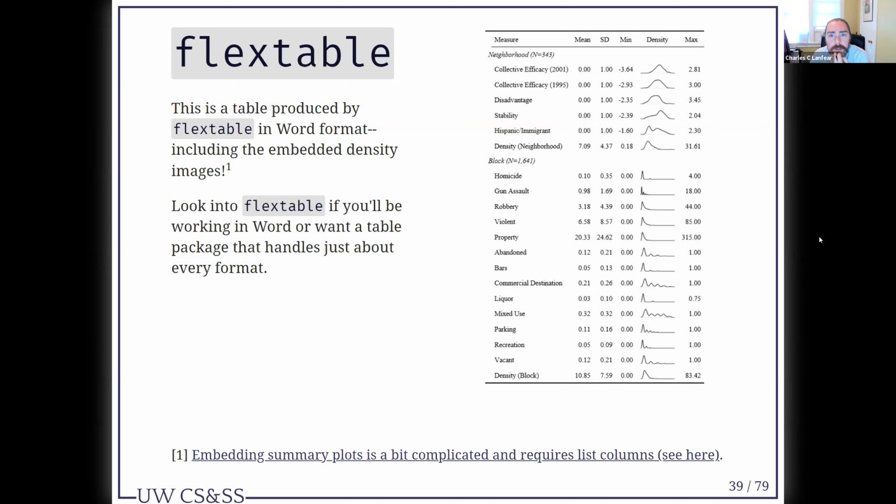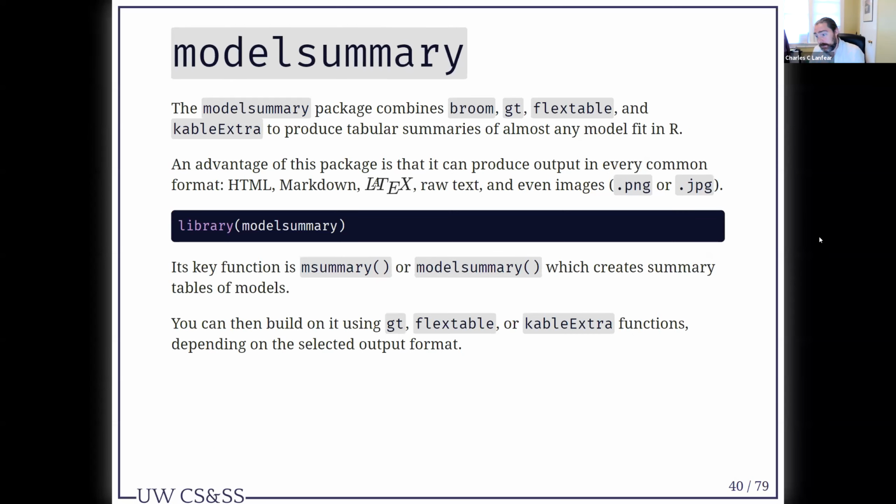Okay. So next package I want to talk about is Model Summary. Model Summary is a package that combines functionality from Broom, from GT, from Flex Table, and Kable Extra to produce tabular summaries of basically any model in R. So it does it like this.